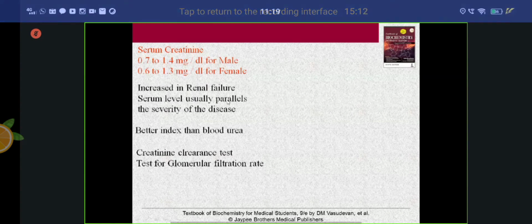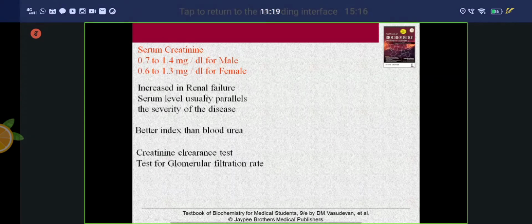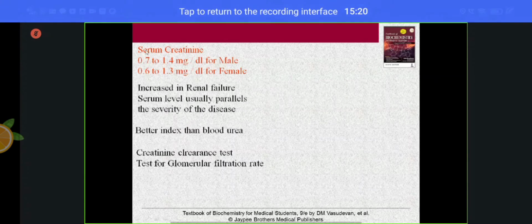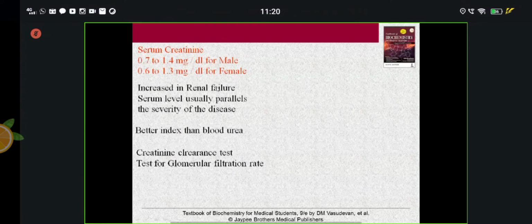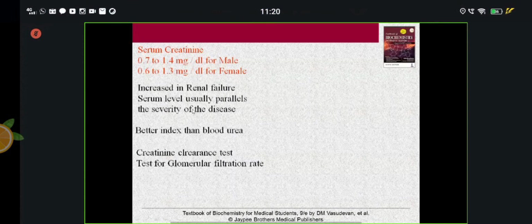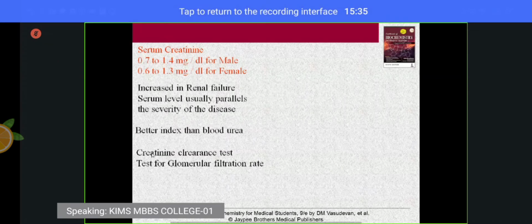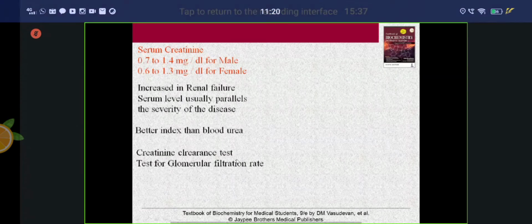You will get much more detail when you read your pathology. Just in the first year, what you have to remember is creatinine levels. If anybody asks you what blood test is done to know whether the kidneys are functioning or not, it is serum creatinine. Muscle dystrophy is serum creatine. I hope it's clear. In clinical practice, we do the creatinine clearance test. This is a test for the GFR.